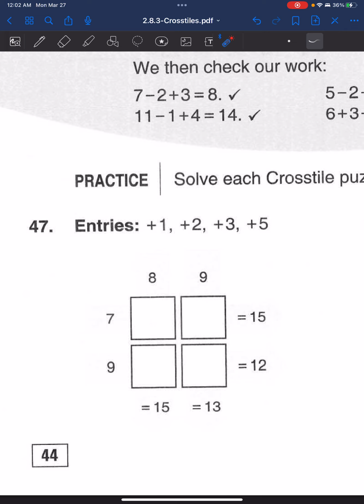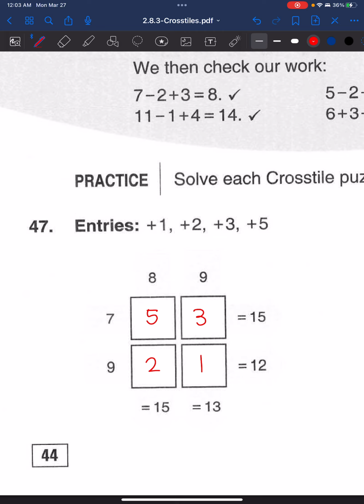Now let's look at the horizontal rows. From 7 to 15, we need to add 8. And the only possible way to get 8 from this combination is 5 and 3. So we know that the 5 must go in here. Since we have one number left, we're going to add that and make sure that it's correct. To get from 9 to 13, we need to add 4, and 3 plus 1 is 4. So we'll check everything to make sure that all the numbers are correct.